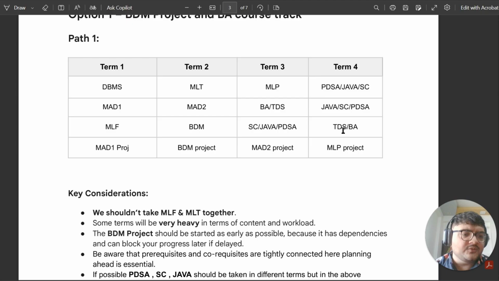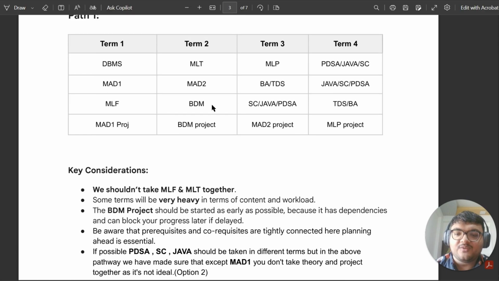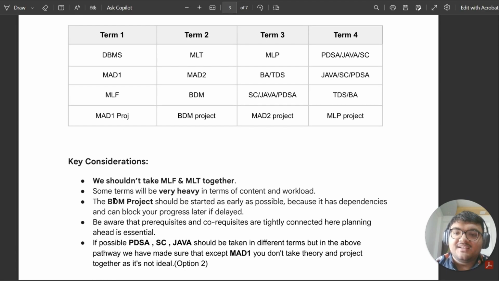If you've seen that it is a 3 credit course, it's not at all. We should declare TDS as a 6 credit course. You will understand what I mean when you take this course, or you will hear from seniors. So some terms will be really heavy. The BDM project should be started as early as possible, as I said.